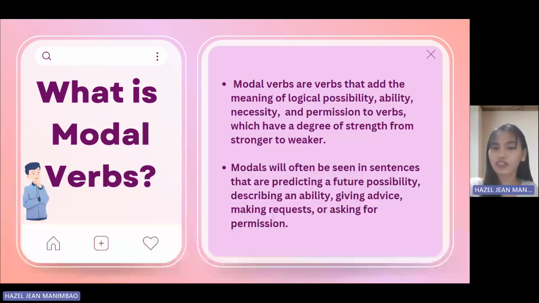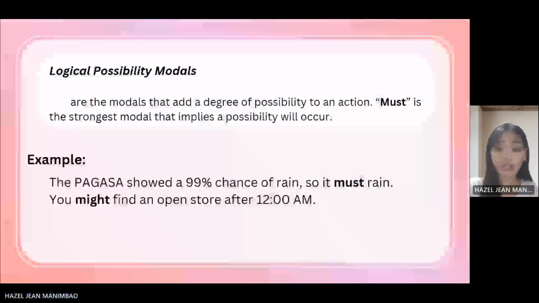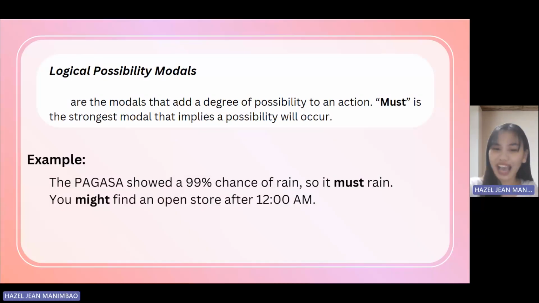They have a great variety of communicative functions, and as you can see, these are the examples of modal verbs. Each one of them has a different purpose. For our first type, we have the logical possibility modal. These are the modalities that add a degree of possibility to an action. The sentence given is just an example of it.